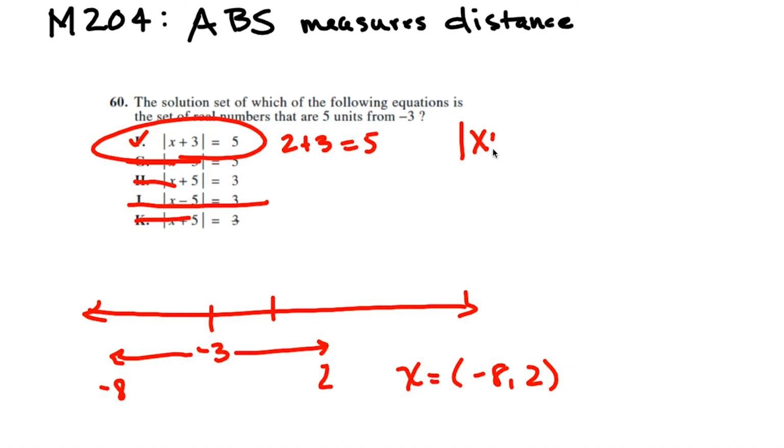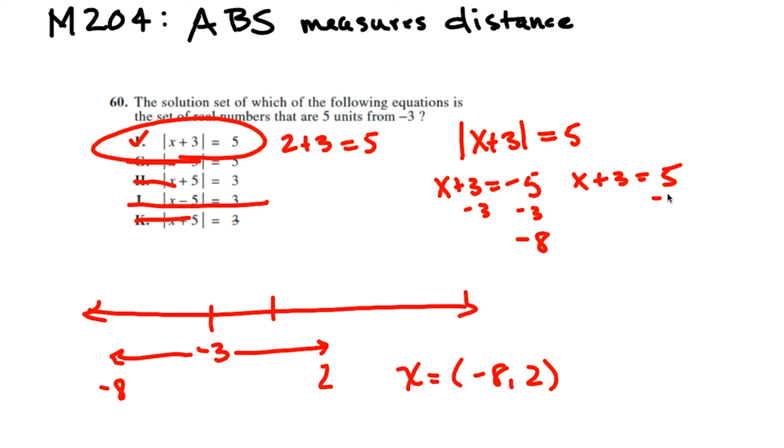Let's solve that algebraically to see if it's right. Absolute value of x plus 3 is equal to 5. Set x plus 3 equal to negative 5 and x plus 3 equal to positive 5. Subtract 3 from both sides. Negative 5 minus 3 is negative 8. 5 minus 3 is positive 2. Our solution set is negative 8 and 2. And that's the basics of absolute value.